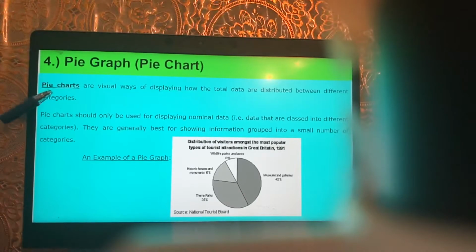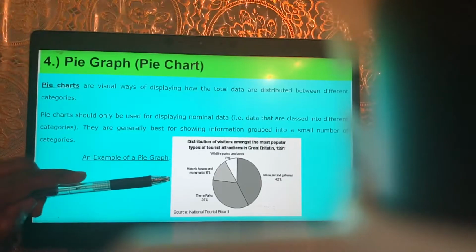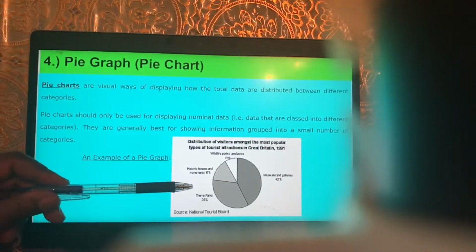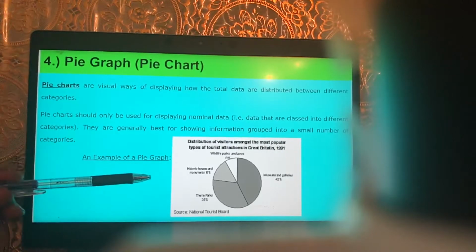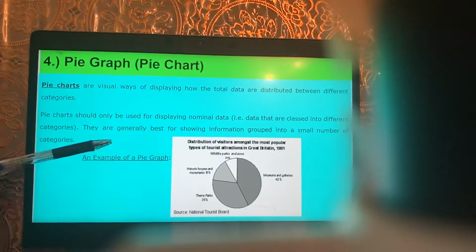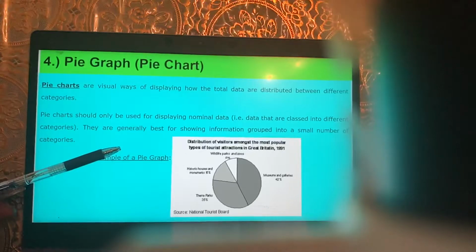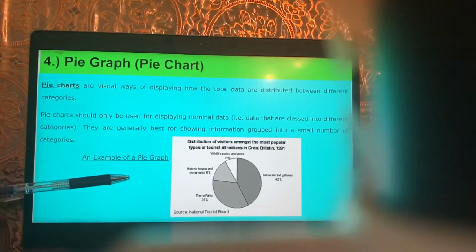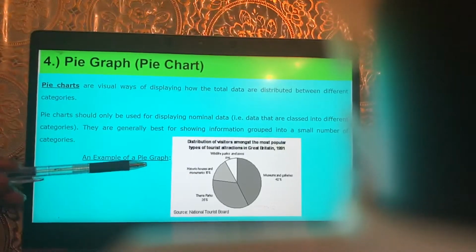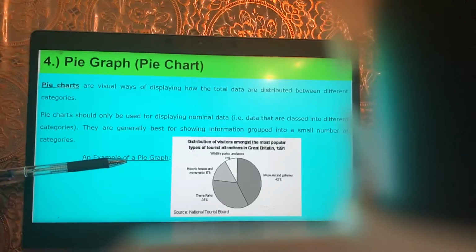Okay, a pie graph is usually a visual way of displaying how the total data are distributed between different categories. Usually we use a circular region divided to show how much of the total each category takes. For instance, if we use data classed into different categories, it should be a small number of data values. If it is very big, it would be very hard to represent. It's possible, but the classifications or subdivisions would be very tiny.